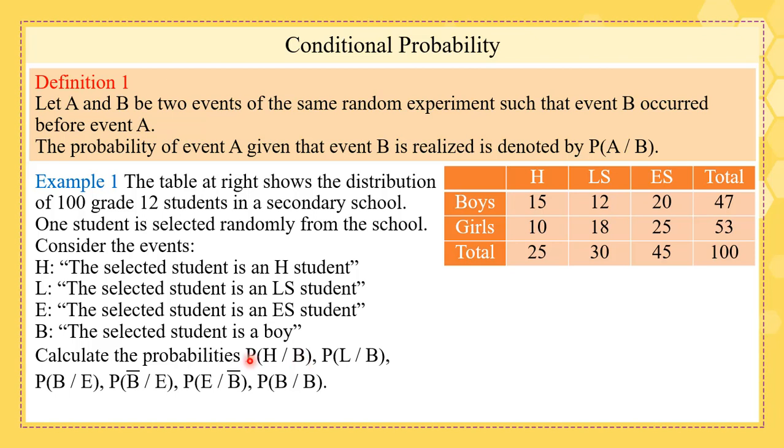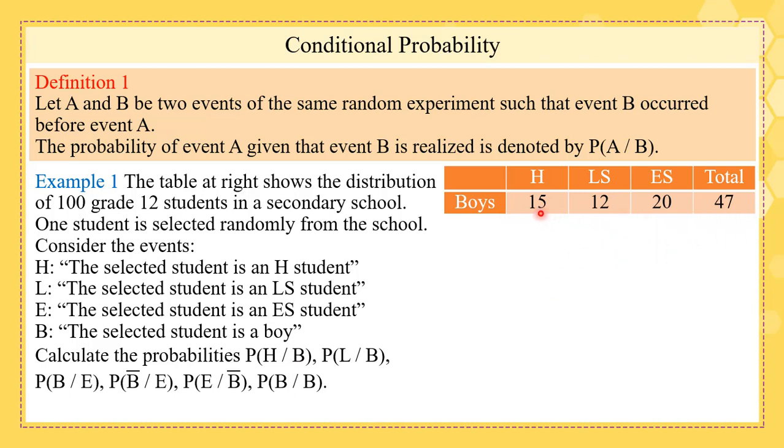If we want to calculate the probability of humanities, given that it's a boy, we come to the boy section only. These are the boy sections, and from the boy section we have to see the probability of selecting a humanities boy. So in this case it will be 15 over 47. So we have to see the new universe, which is based on the event that occurred before, and after we find the new universe we calculate a normal probability.